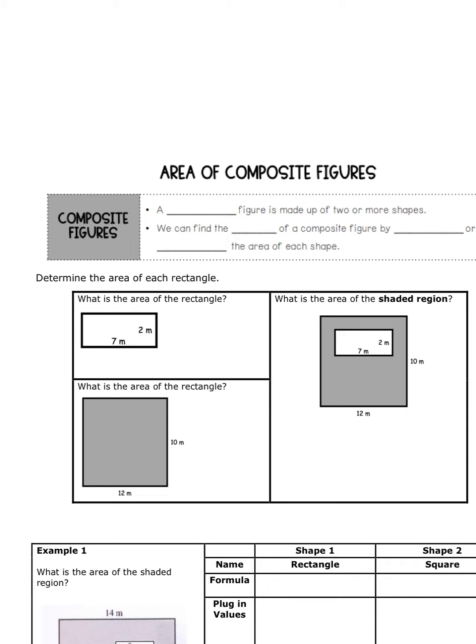Composite figures. A composite figure is made up of two or more shapes. So we can find the area by adding or subtracting the area of each shape.